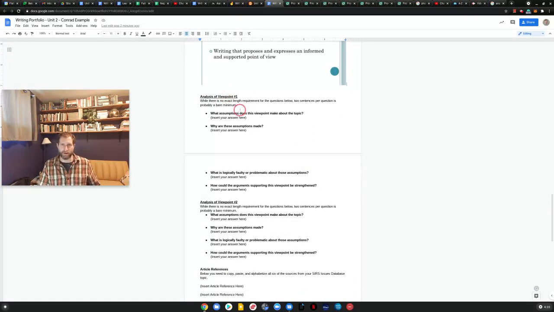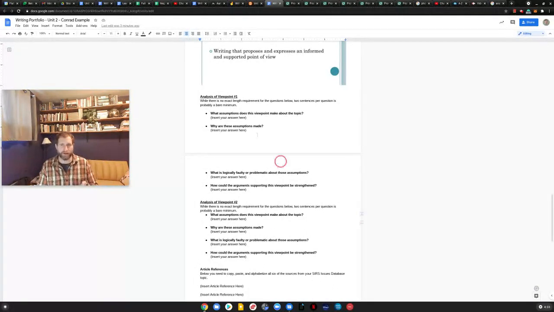viewpoint that you've been working on, and you're going to ask yourself, what assumptions does this viewpoint make about the topic? And so obviously it's going to make some assumptions. In the case that I'm working on, that handwriting is good. And for this particular viewpoint, or over here, handwriting is no longer necessary and can be used for other things. It's basically the rationale behind those things.